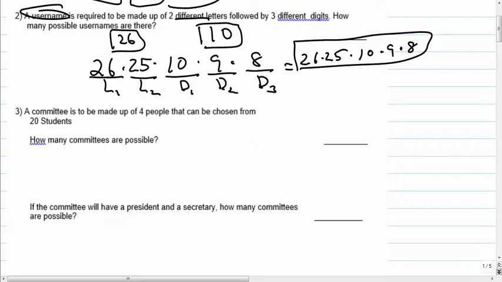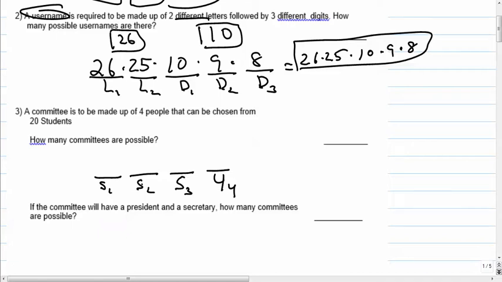Step 3, a committee is made up of 4 people that can be chosen from 20. How many committees are possible? What do I need to do? I need to pick 4 students from 20, right? So I need to pick a student, a second student, a third student, and a fourth student.